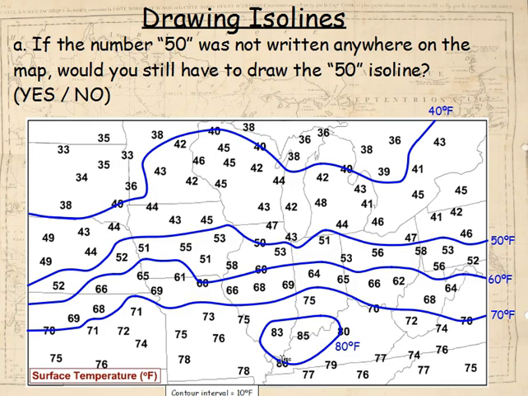If the number 50 was not written anywhere on the map, would you still need to draw the 50 degree isoline? Yes, you would still need to draw the 50 degree isoline because we're going in intervals of 10. So if you had 40 and then you skipped to 60, you didn't go in an interval of 10, you actually went now in an interval of 20, and you didn't stay with the standard that we had set.